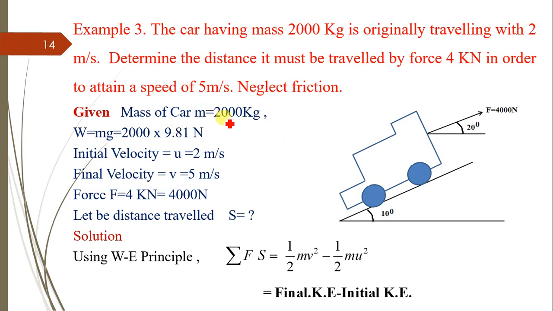Here the mass of the car is given as 2000, therefore the weight of the car is 2000 into 9.81. The initial velocity is given as 2 meter per second, and the final velocity it should attain is 5 meter per second. The force applied is 4 kilonewton, or 4000 newton, and we have to find how much distance s is travelled. To solve this problem we can use the work energy principle: work done is equal to the change in kinetic energy, that is, final kinetic energy half of mv square minus half of mu square.